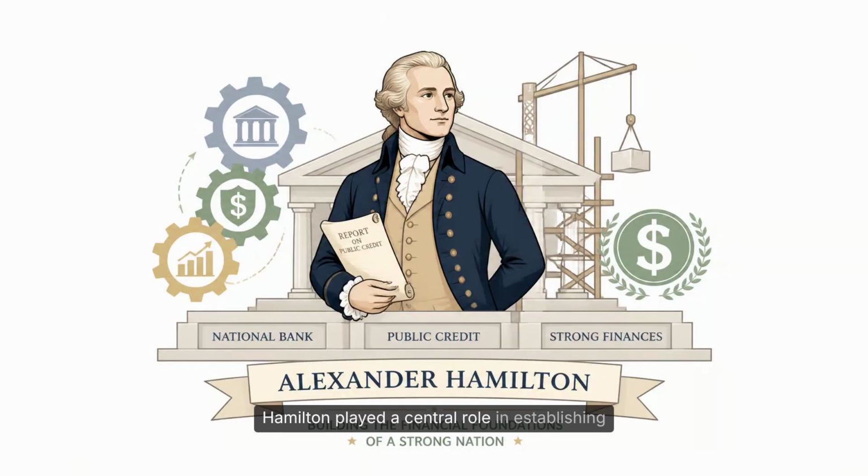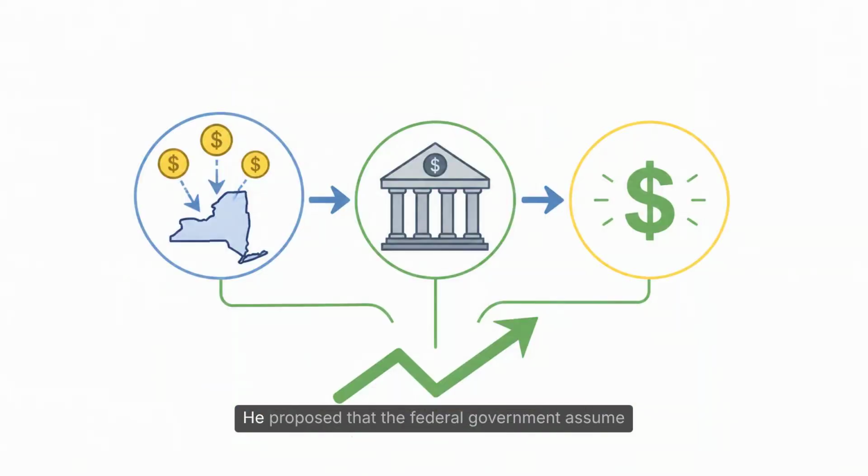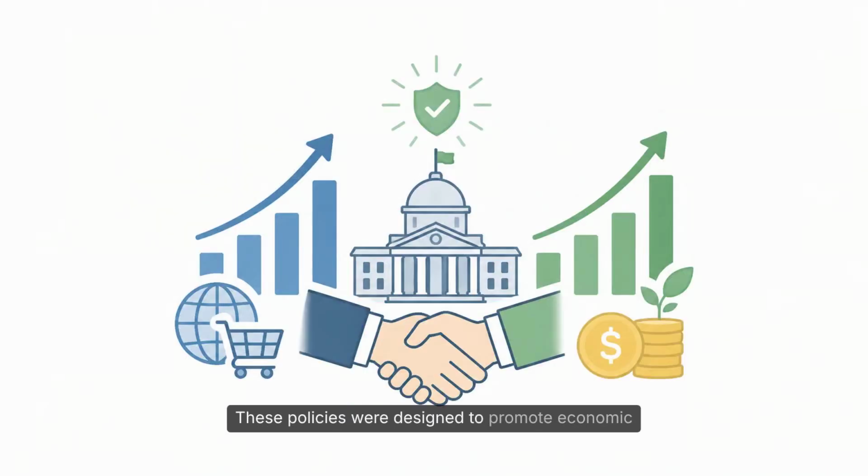Hamilton played a central role in establishing the financial foundations of the new republic. He proposed that the federal government assume state debts from the Revolutionary War, create a national bank, develop a stable national currency, and strengthen public credit. These policies were designed to promote economic stability, encourage commerce, and reinforce confidence in the national government.